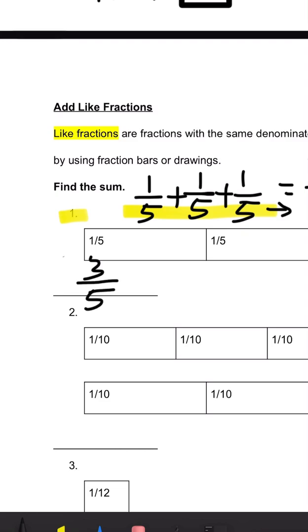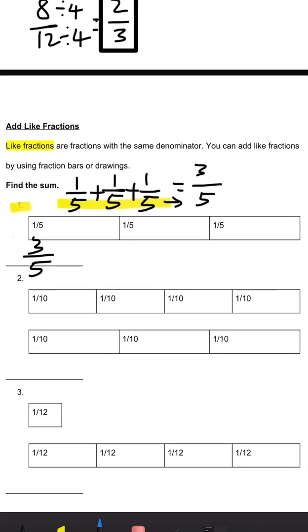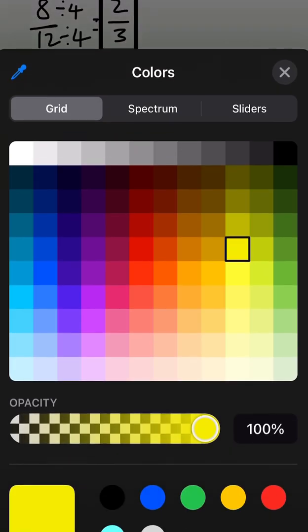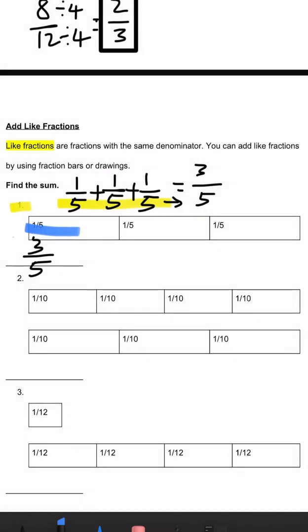So fairly easy. You could just look at the bar and we have, let's change the color, 1, 2, 3. So we have 3 as our numerator.